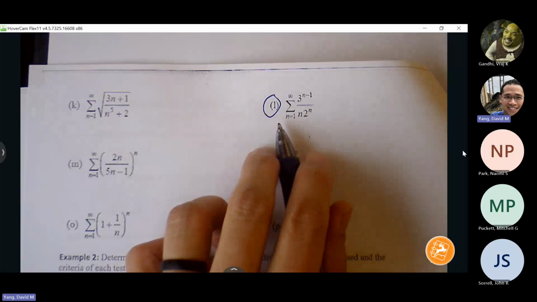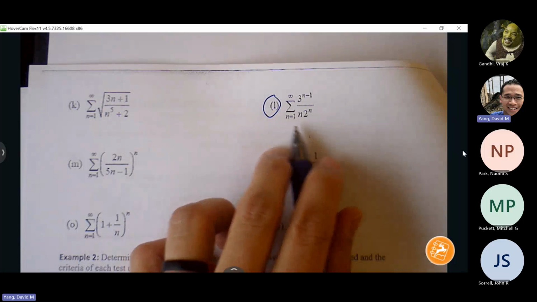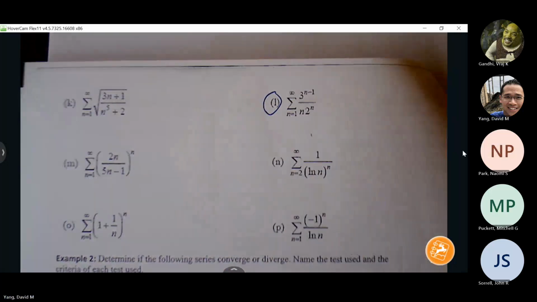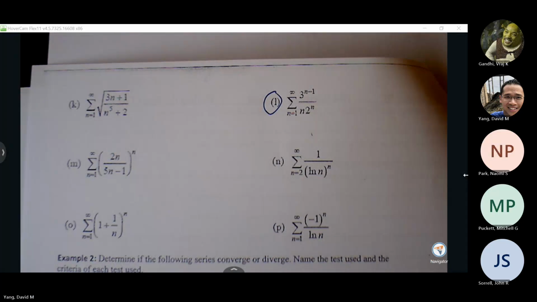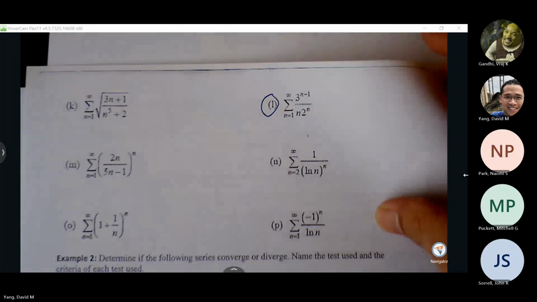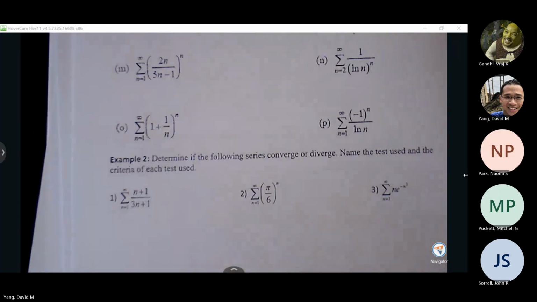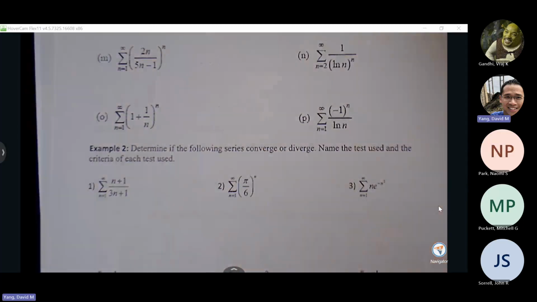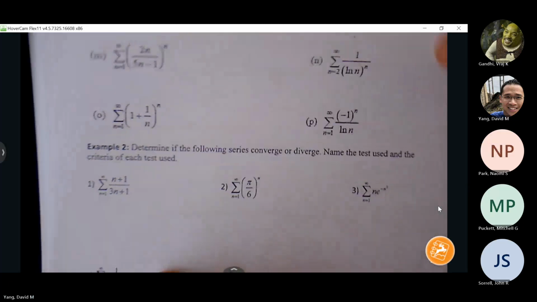Okay, so it's right here, this one. 3 to the n minus 1 over n times 2 to the n. The only L that I see, let me make sure of that. Okay. So, let me write this out.